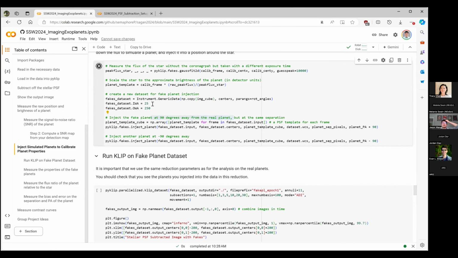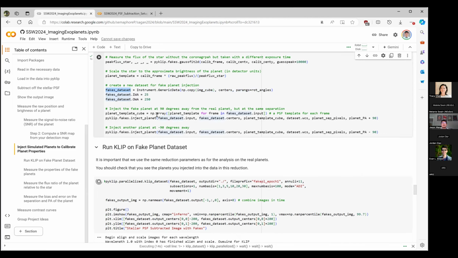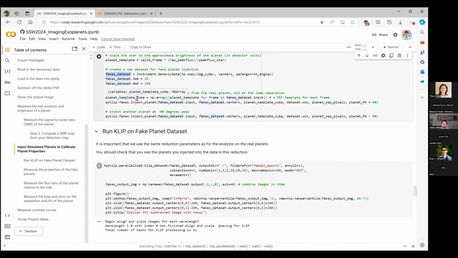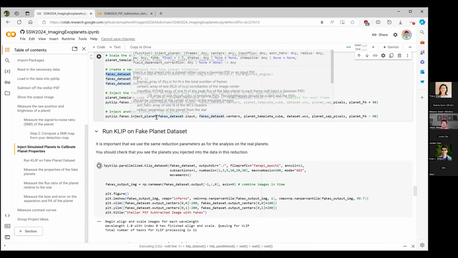I should have just run this while I was talking. So we're going to create a copy of the original data set, which we're going to call the fakes data set, and we're going to inject those two fake planets into that new data set object, just so that we don't contaminate our old data set object.